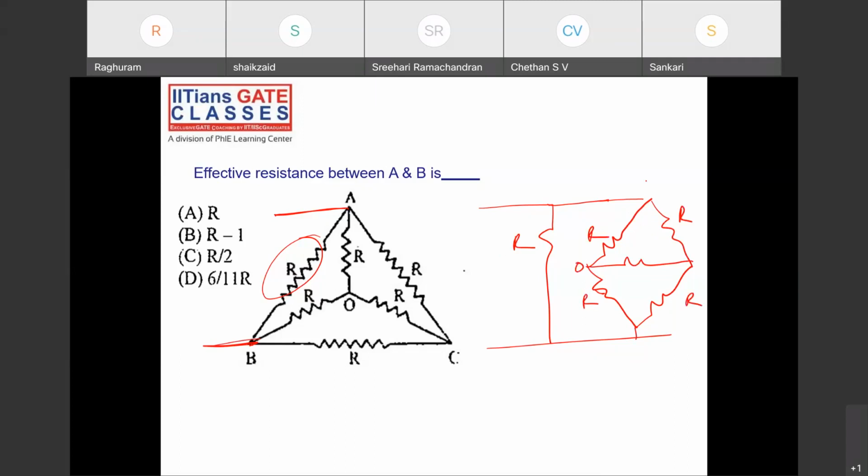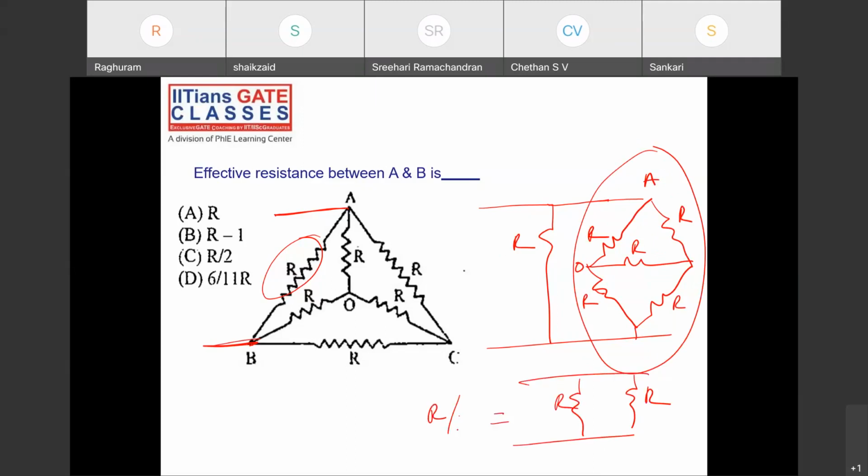Okay, this is O point, A and B. Right, this is C. Okay, so balanced Wheatstone bridge. This entire thing can be equal to R parallel with R by 2.